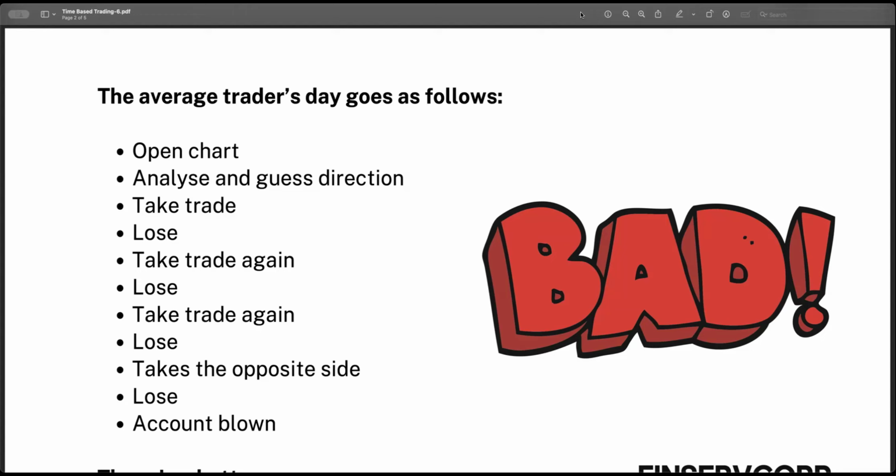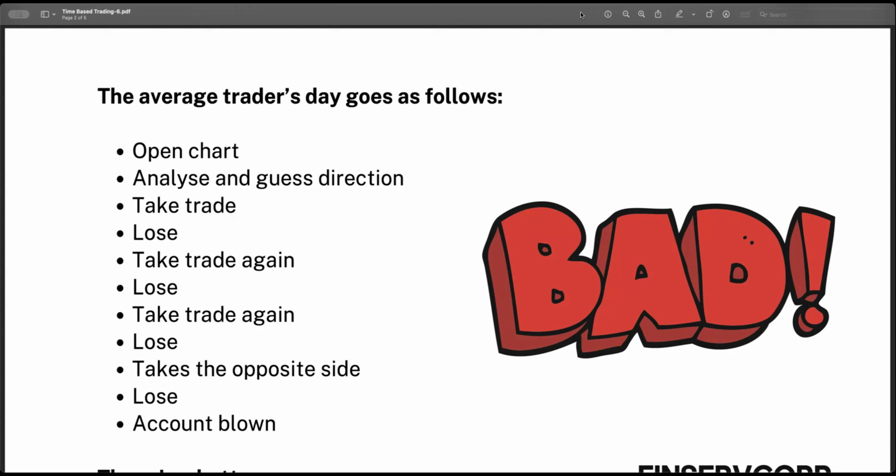Okay. Now, apart from this, people that have a lot of money, sure, they can afford to do this and they can end up making money later. But for most of you guys, this is the case every single day. Guess the direction, take the trade. Guess the direction, take the trade.